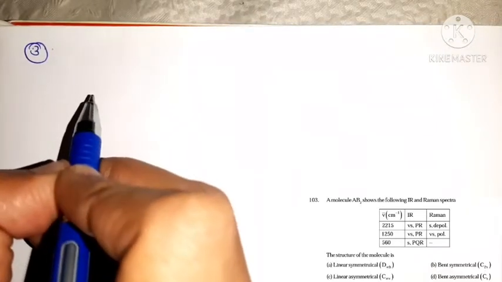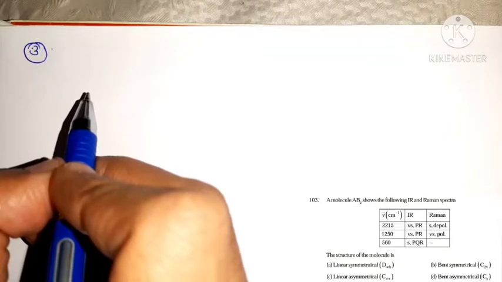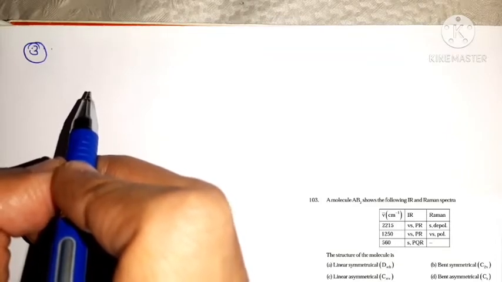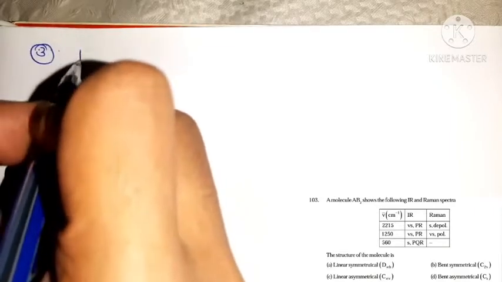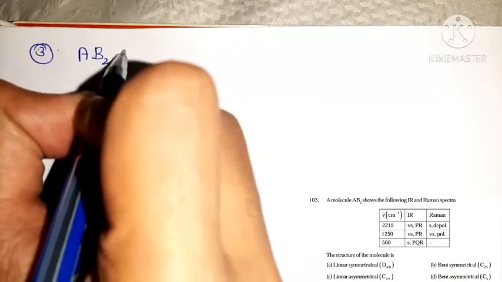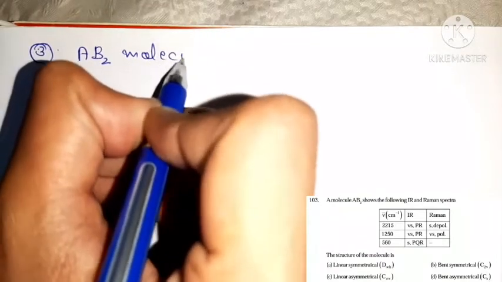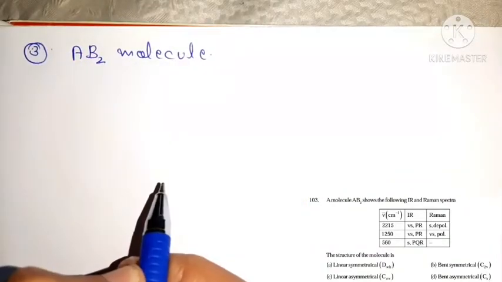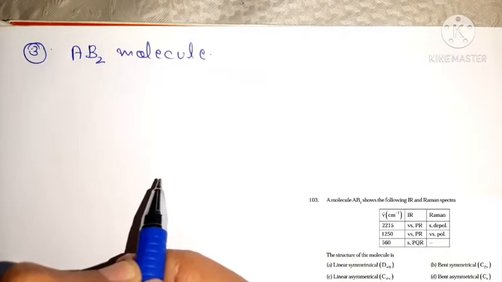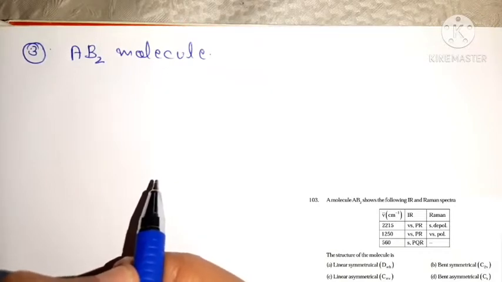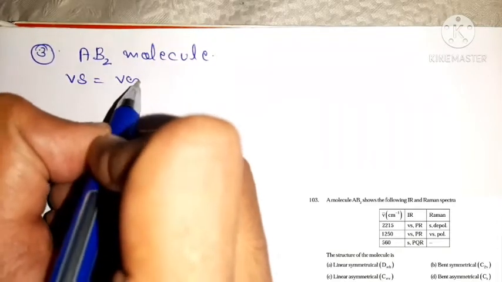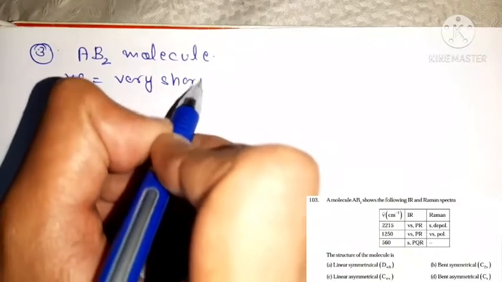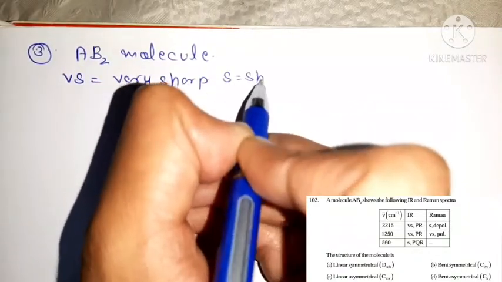Now see friends, when you carefully observe the table given, it has IR data and Raman data, and we have an AB2 molecule. In the table we have certain terms, that is VS and S. VS means a very sharp peak, and S means a sharp peak.